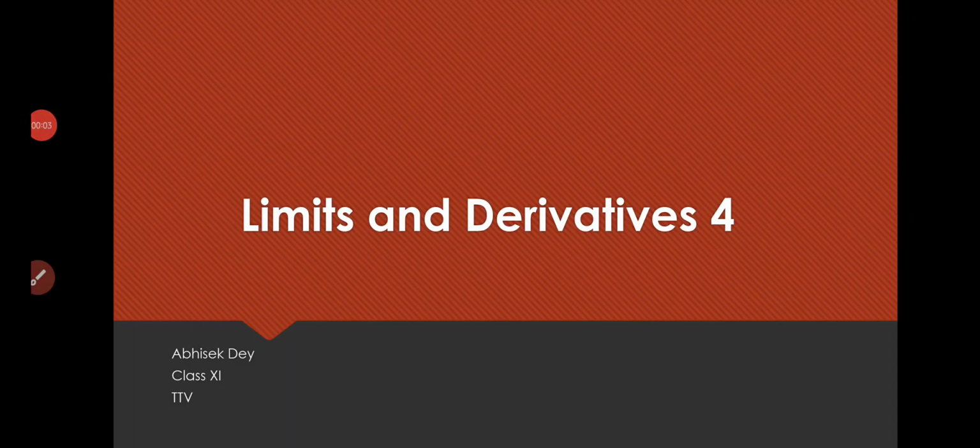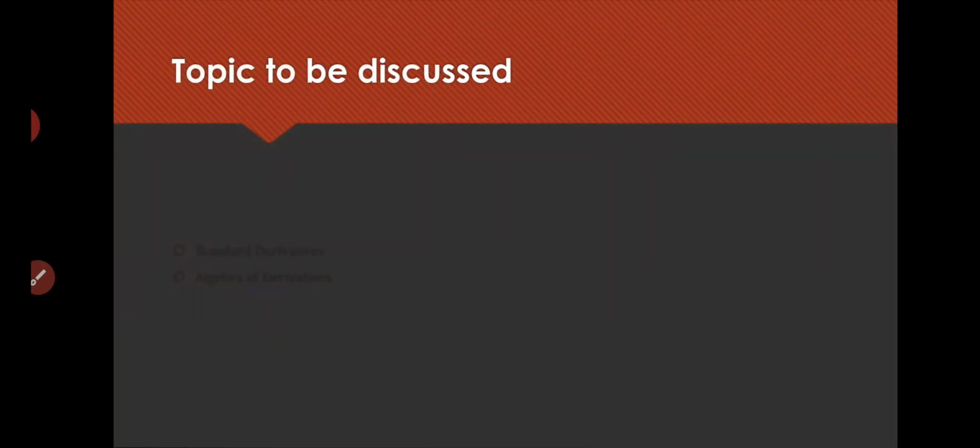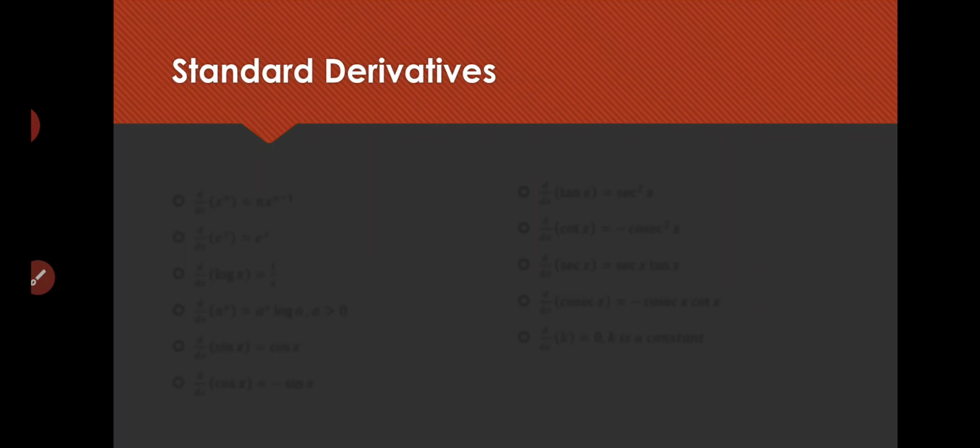This is the final class of the chapter limits and derivatives, and today we are going to discuss some standard derivatives, and also we are going to talk about the algebra of derivatives. So let us begin. We begin with the standard derivatives. Standard derivatives means these are certain formulas like the standard limits which we can use without any proof or without solving them. You already have done this in your physics classes, I guess. So it will be just a repetition of all those things, but in a little bit more detail.